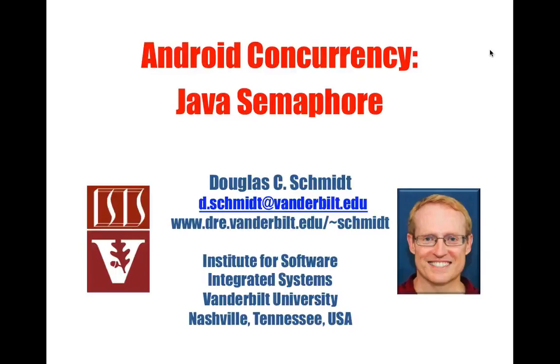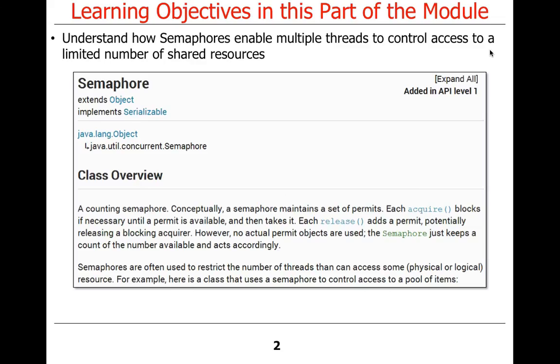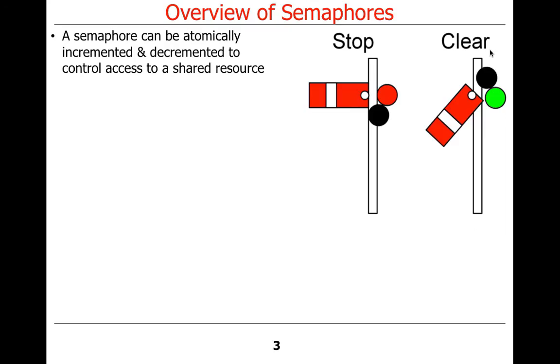Okay, so the next thing we're going to talk about is semaphores. Now, we've got a lot of experience with semaphores at this point, but we haven't really talked about them formally. So what we're going to do is talk about how semaphores help to enable multiple threads to control or coordinate access to a limited number of shared resources. That's the typical use case of a semaphore.